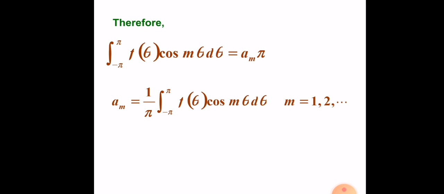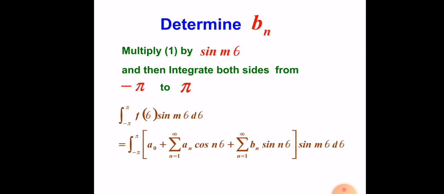If you are writing it as an, then you have to write here as cos n theta d theta. That's the only difference. So an is equal to 1/pi integral minus pi to pi f of theta cos n theta d theta, or m. You can take both. Next is the determination of the third coefficient, that is bn.